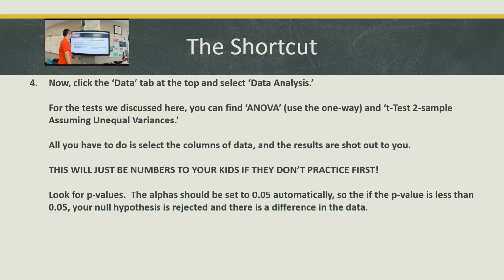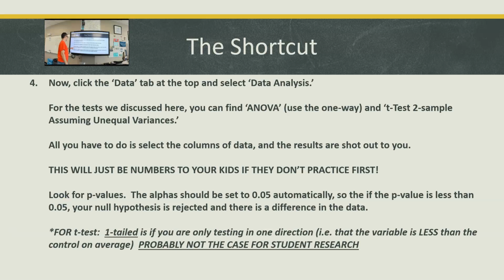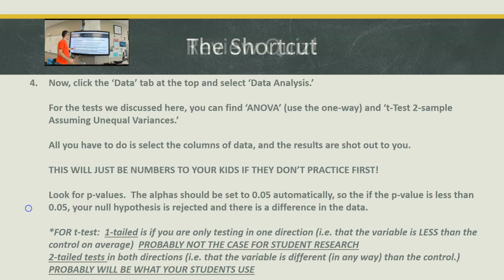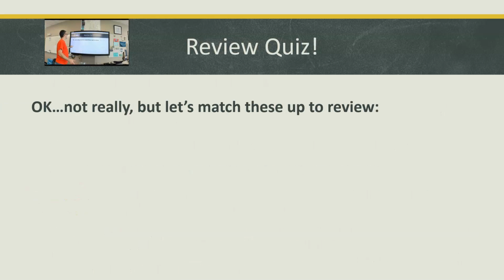If the p-value is less than 0.05, your null hypothesis is rejected, and there is a difference in the data. For the t-test, make sure one-tailed is only if you're testing in one direction, for example, that the variable is less than the control on average. Probably not the case in student research, so you would probably want to do the two-tailed test. Two-tailed tests are in both directions. You can go positive or negative. And that's it.